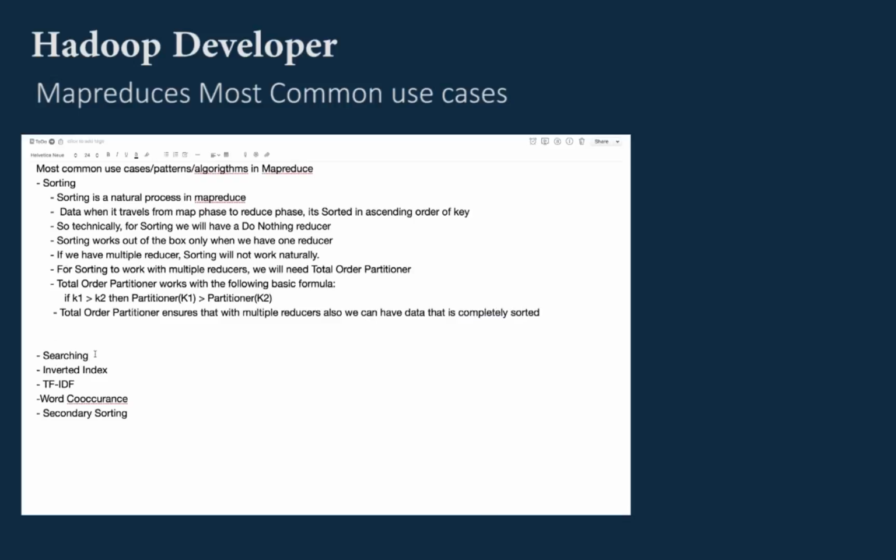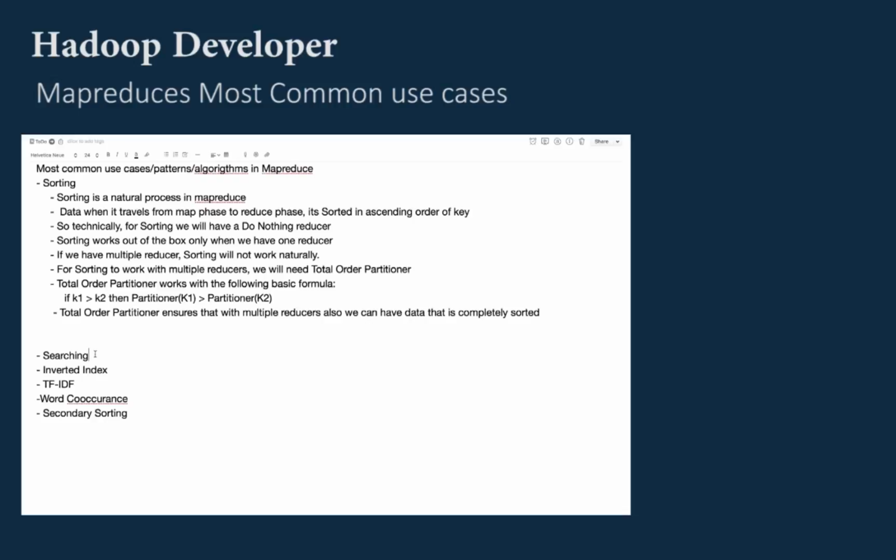So that is how you go about performing sorting in Mapreduce. A quick reiteration. Sorting is a natural process in Mapreduce. Data, when it travels from map phase to reducer phase, is already sorted in ascending order of the key. So technically for sorting, we'll have to have a do nothing reducer.